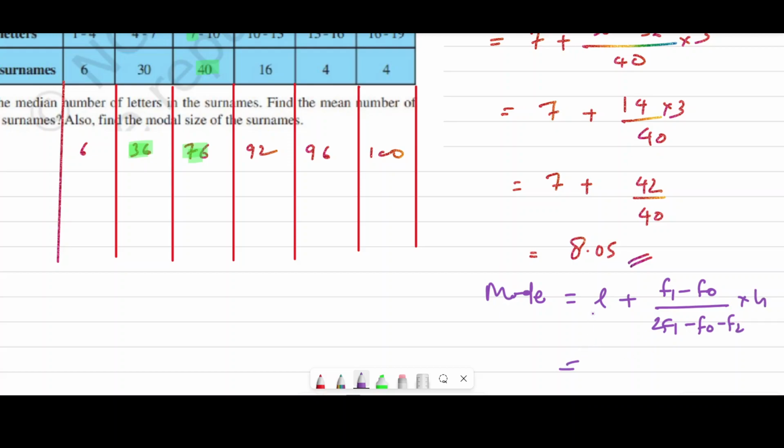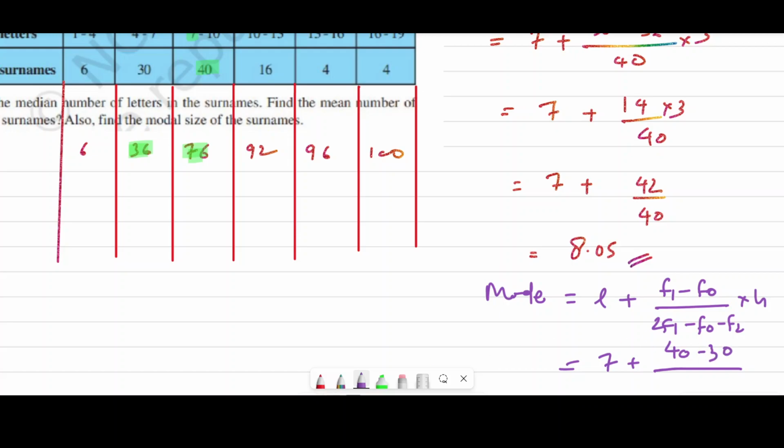So calculate the value. What is the value of L? The maximum frequency is given, which is 40, so we will use 7 as L. Now plus, put the value of F1 according to this statement. This will be F1, this will be F0, this will be F2. So F1 will be 40, so put 40 minus 30.